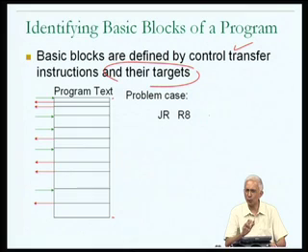Now as this program executes, it's possible that different values get into register R8. And unless I know all the different values that could get into register R8, I could not possibly know the different targets of this control transfer instruction.